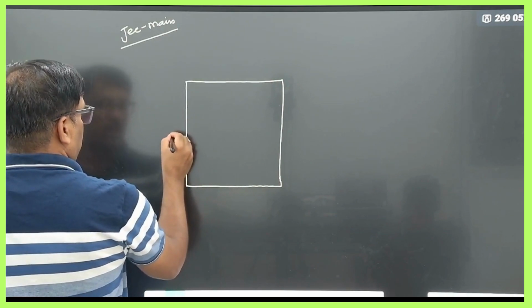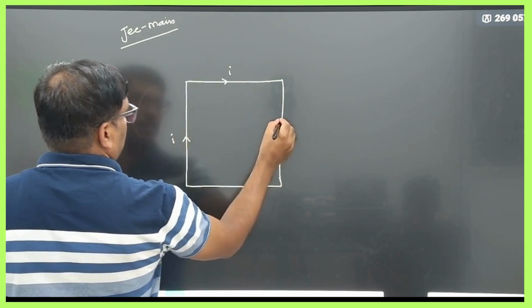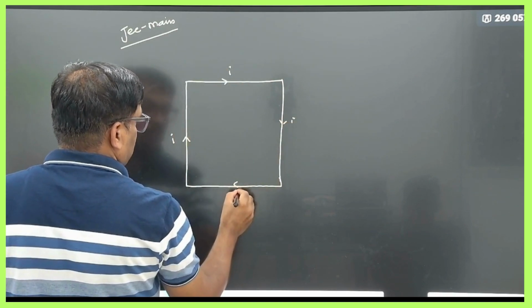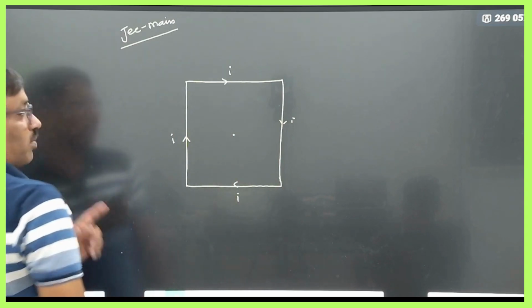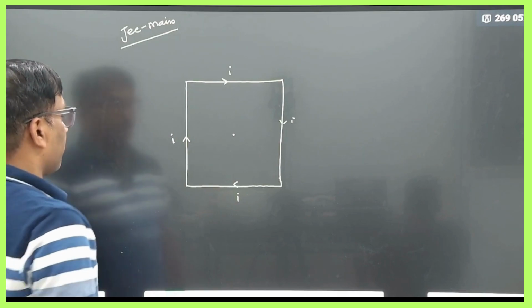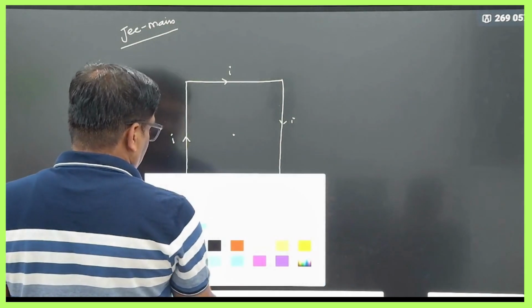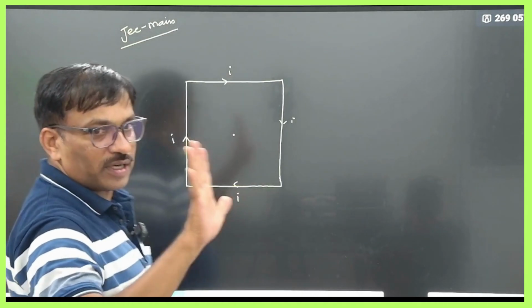So this is I, and this is I, this is I, so this is I. So we want to calculate the magnetic field at this point now. Most important concept, right? Clear? So how to do this question now? Very simple. See, always use right hand thumb rule.